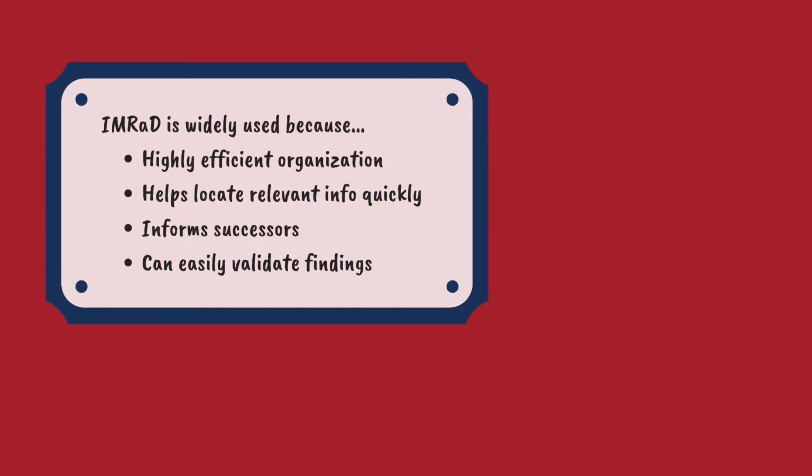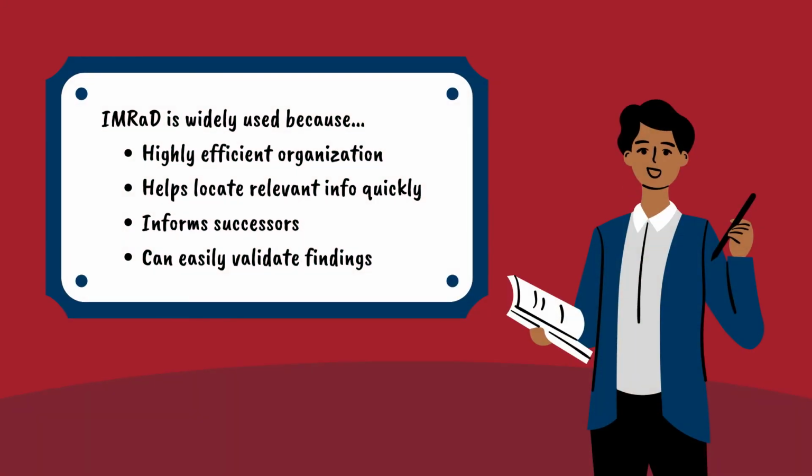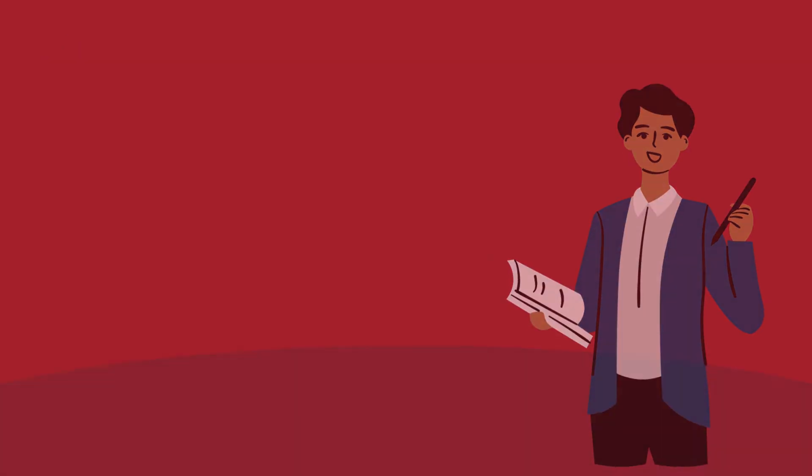You can find papers organized according to the IMRaD structure in most major scientific journals. It is widely regarded as the most efficient structure for research writing, as it allows readers to locate relevant information quickly, without reading the entire article. It also provides sufficient information to inform subsequent studies and allows researchers to validate findings.